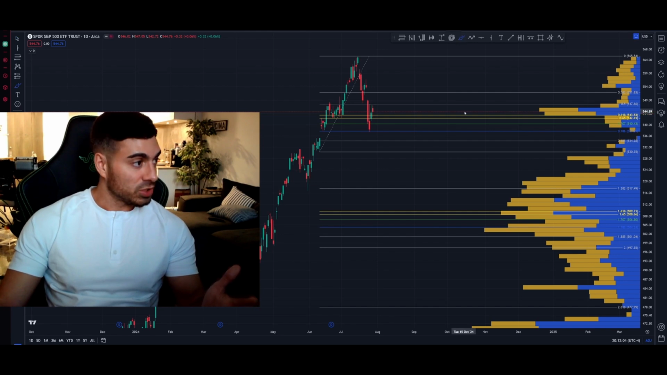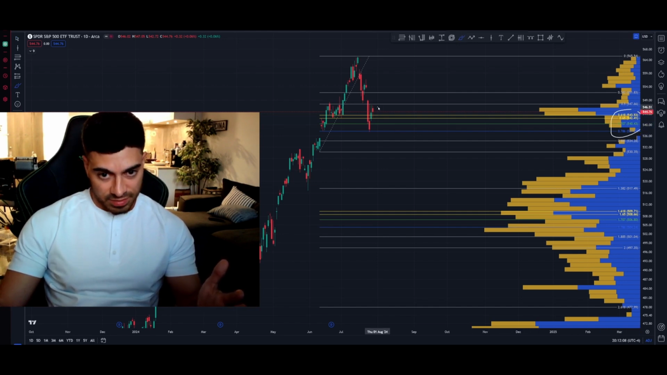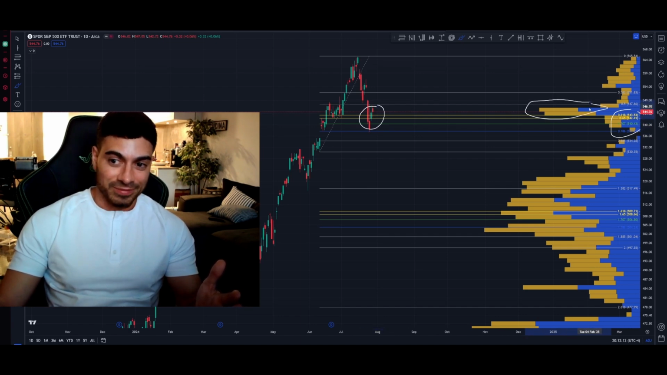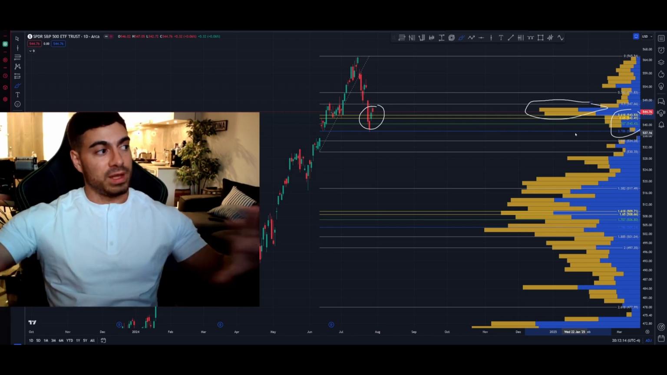It's your pocket, your super important pocket. 618, 707, 786. Look, it's accumulating right there. And go figure, volume shelf. Okay? It all works together.